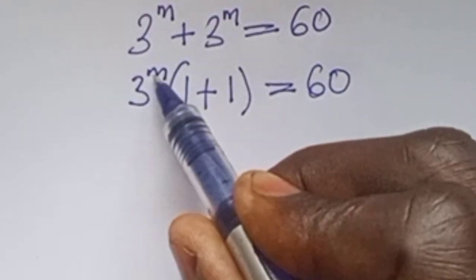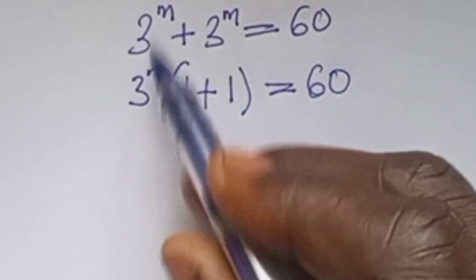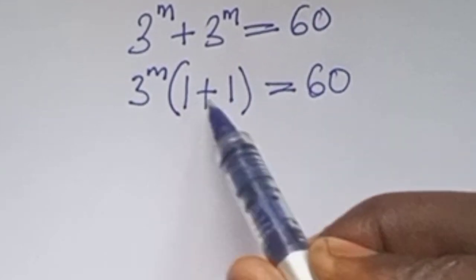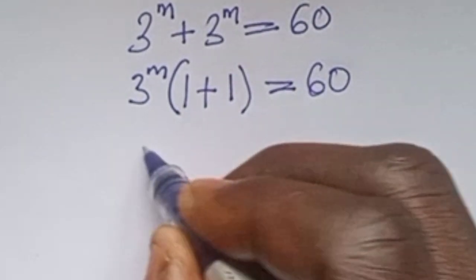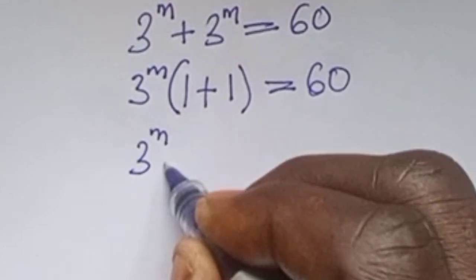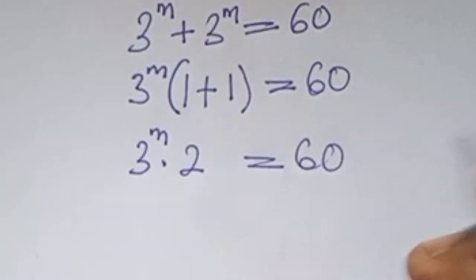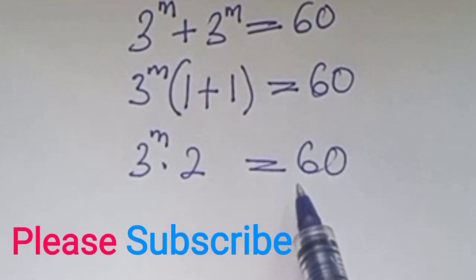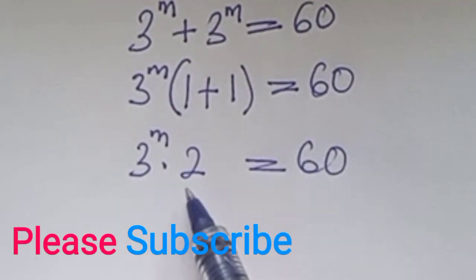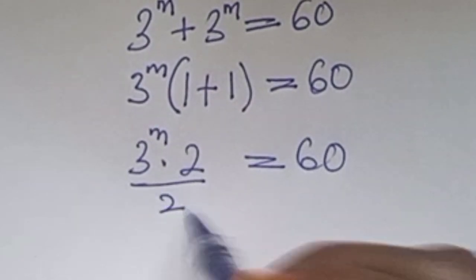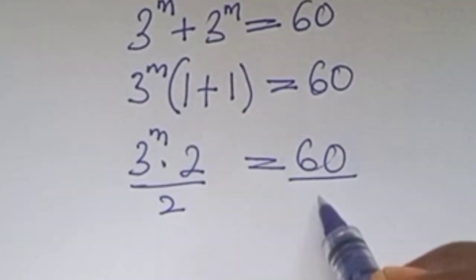So if we open this bracket, what we have is the previous line and we are fine. So we're going to add what is inside the bracket, so the next line becomes 3 to the power of m times 2, 1 plus 1, which is equal to 60. And we're going to divide both sides by the coefficient of 3 to the power of m, which is 2. So 3 to the power of m times 2 all over 2 equals 60 all over 2.